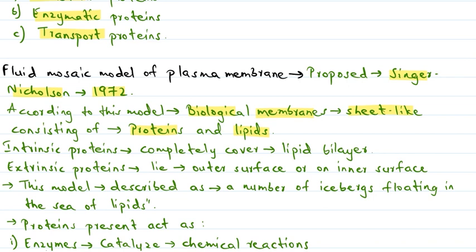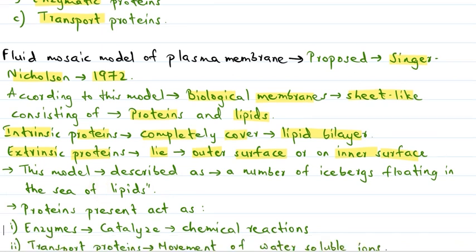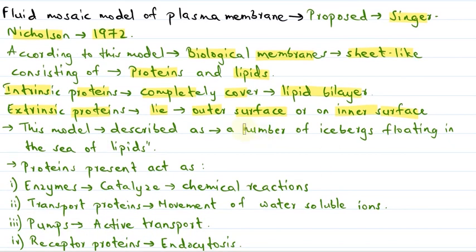Now, what do the intrinsic proteins do? They completely span the lipid bilayer. And what do extrinsic proteins do? The extrinsic proteins lie either on the outer surface or on the inner surface of the lipid membrane. This model is described as a number of icebergs floating in a sea of lipids.